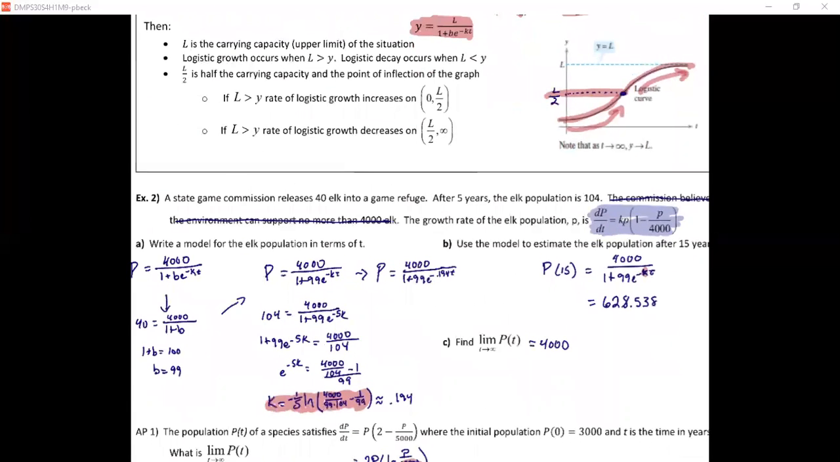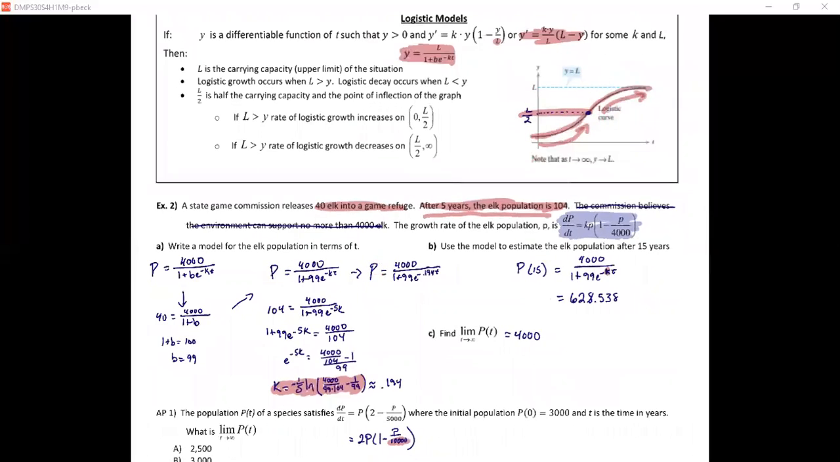And then we have our first problem. The State Game Commission releases 40 elk into the game refuge. So our initial population is 40, so t equals 0 is 40. After 5 years, the population is 104. This is kind of similar to the problems that we just did, where this is going to help us set up our equation. Then this is going to allow us to find our rate.